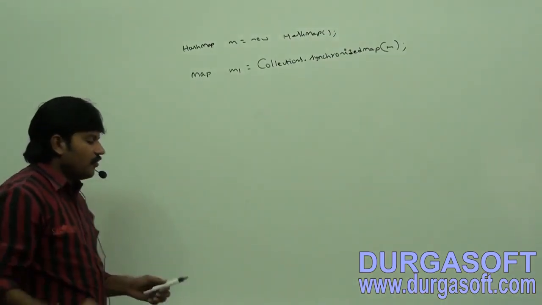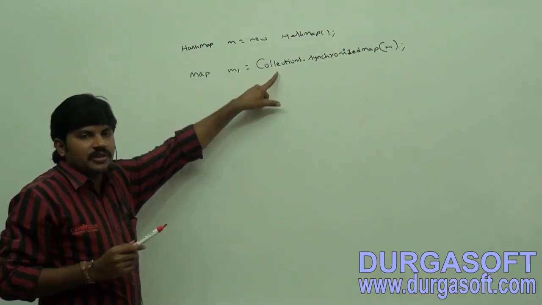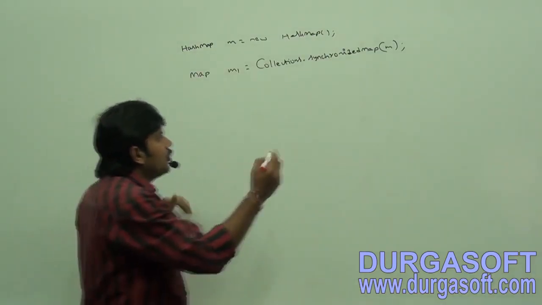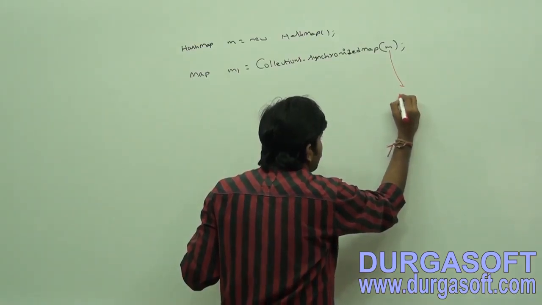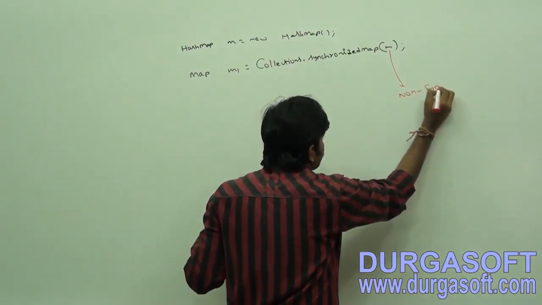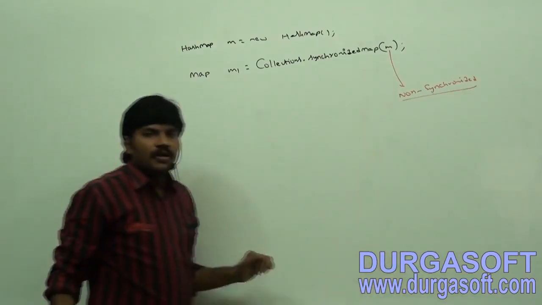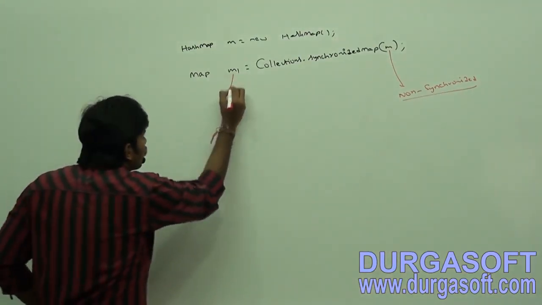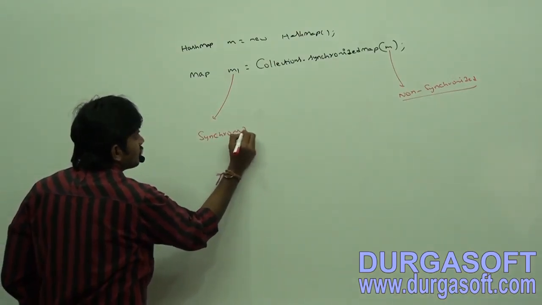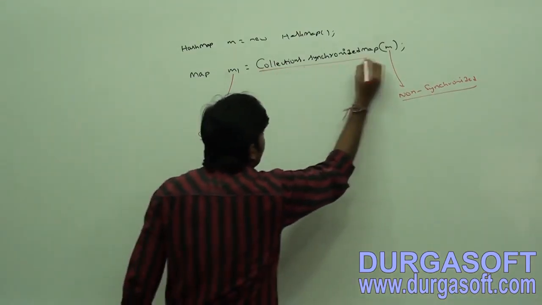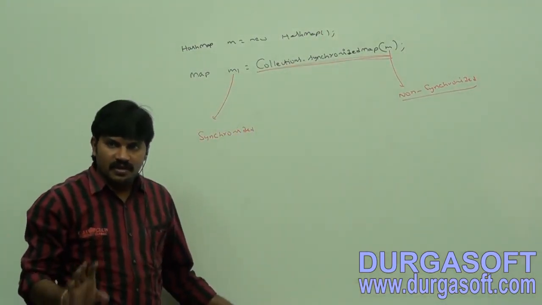Now I will get map m1. Observe very carefully: Map m1 is equal to Collections dot synchronizedMap of m. Do you know this m is not thread safe, or non-synchronized? Correct or not? Non-synchronized. But the result map we get is synchronized, and we have to call the Collections dot synchronizedMap method. Clear for all of you, right?